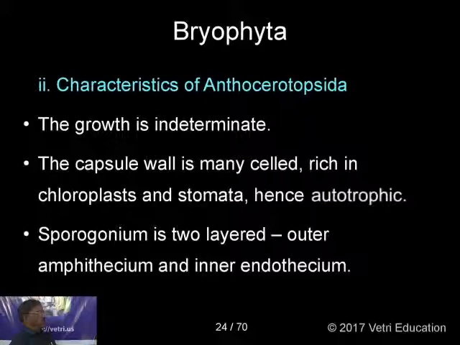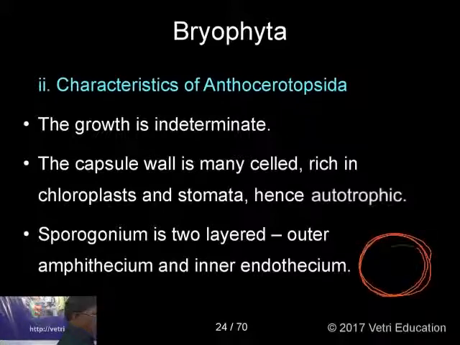The capsule wall is many-celled, rich in chloroplasts and stomata. Hence they are autotrophic. They can prepare their own food material because stomata and chloroplasts are there, so it may be independent. The sporogonium is two-layered, outer amphithecium and inner endothecium. Generally this is common for all sporogonia. The outer wall is called amphithecium and the inner endothecium.